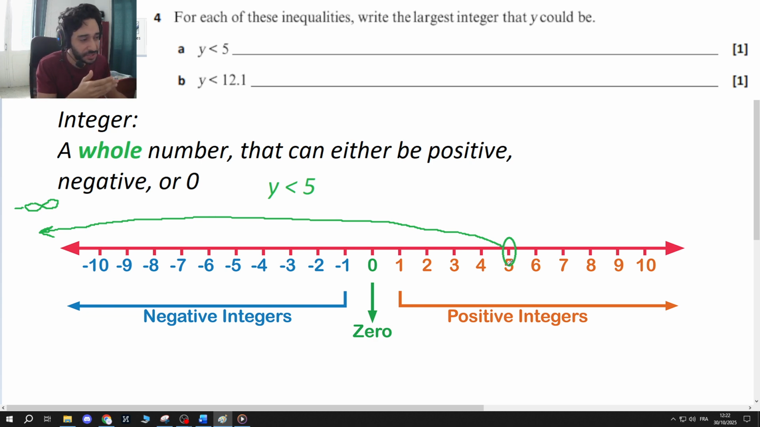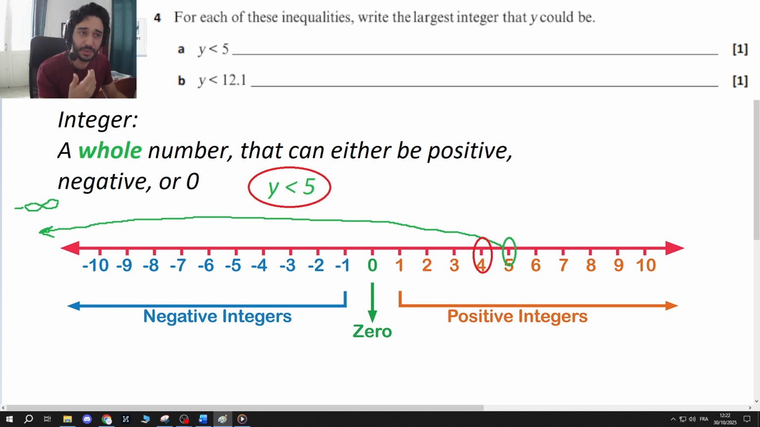And what is the first integer that we find that is below 5? Well, hopefully you said 4, right? So the largest integer that y could be for this case is 4.